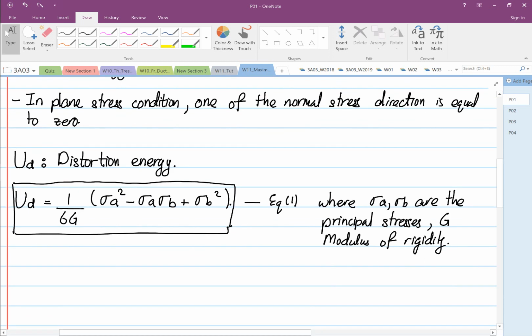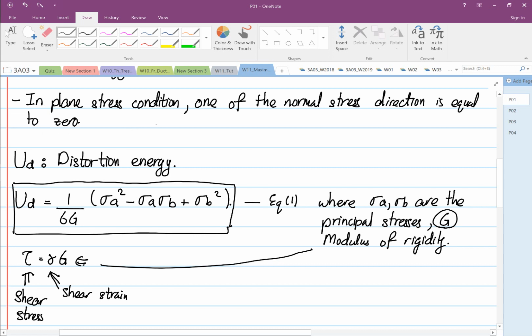Okay, so where do you see G? It is where you have shear stress equal to gamma G. Okay, so this is where you've seen it before. This is shear stress, this over here is your shear strain, and over here is your modulus of rigidity. Okay.